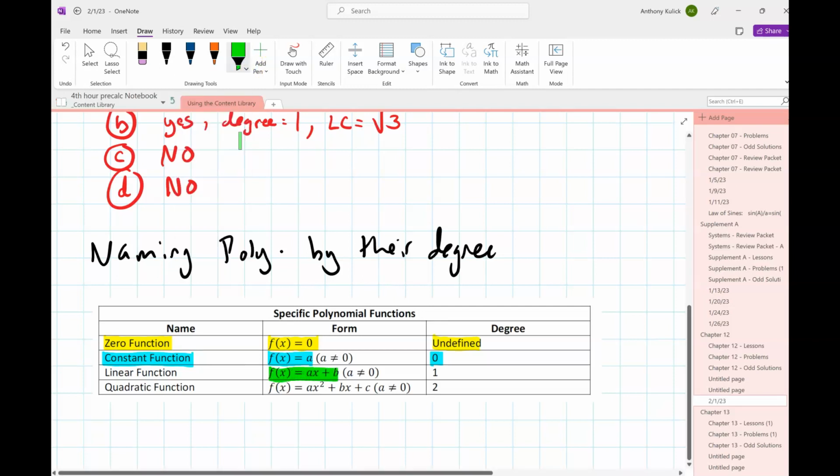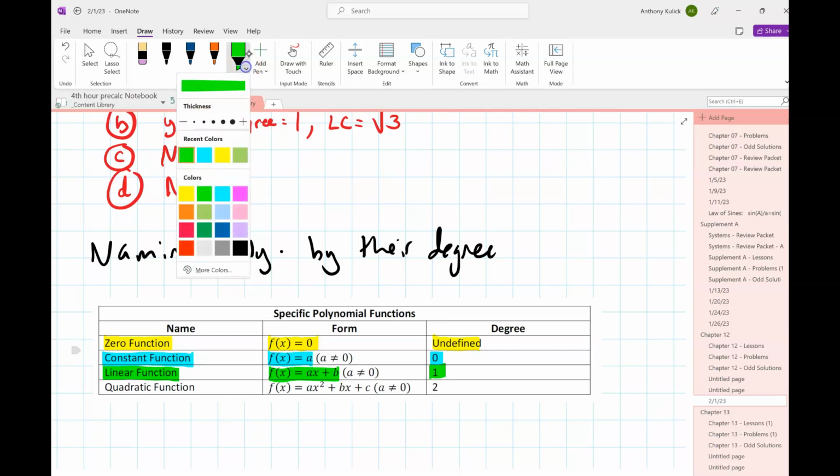The next one, f of x is equal to ax plus b. Ax plus b, what does that kind of remind you of? Mx plus b, which is called the slope-intercept equation, right? What do we graph with slope-intercept equations? What does the graph of that look like? Y equals mx plus b. It's a line. Guess what we call those? Linear. So any degree 1 polynomial is a linear function.